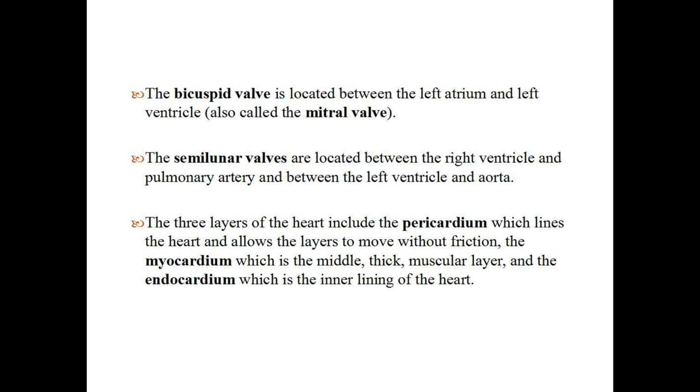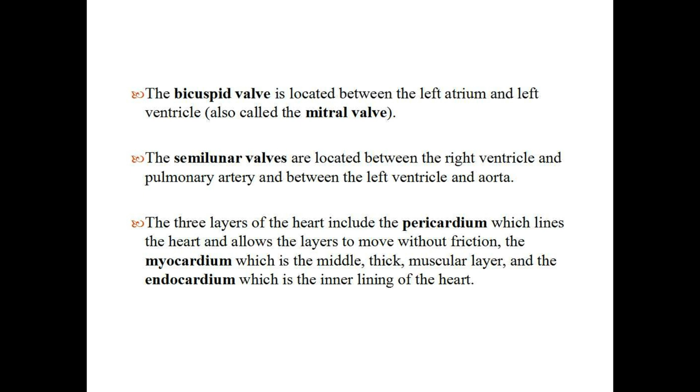I like the names bicuspid and tricuspid better because they tell you how many leaflets the valve has. So tri is a prefix that means 3. Cusp is like a leaflet. So the tricuspid valve has 3, whereas bicuspid, bi is a prefix which means 2. So there are only 2 leaflets for the bicuspid valve. The semilunar valves are located between the right ventricle and the pulmonary artery, and between the left ventricle and the aorta.